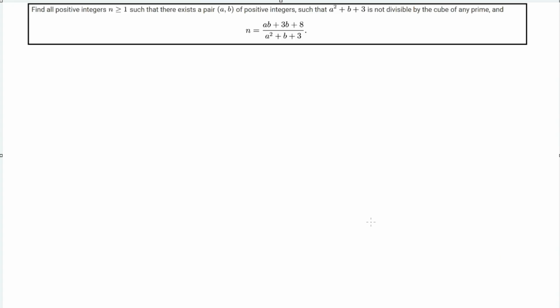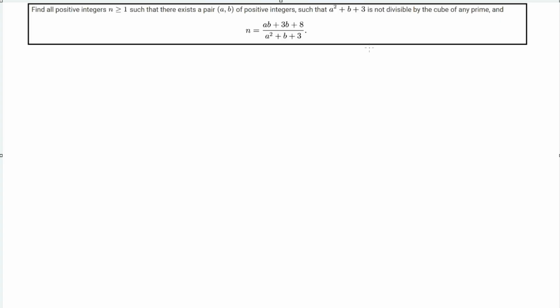To start it off, we're going to be solving Shortlist 2021 problem N1. We're starting off with an easy problem, and we'll gradually get harder until the end of the series. So anyways, the problem is: find all positive integers n greater than or equal to 1 such that there exists a pair (a, b) of positive integers such that a squared plus b plus 3 is not divisible by the cube of any prime, and n equals this expression shown on screen.